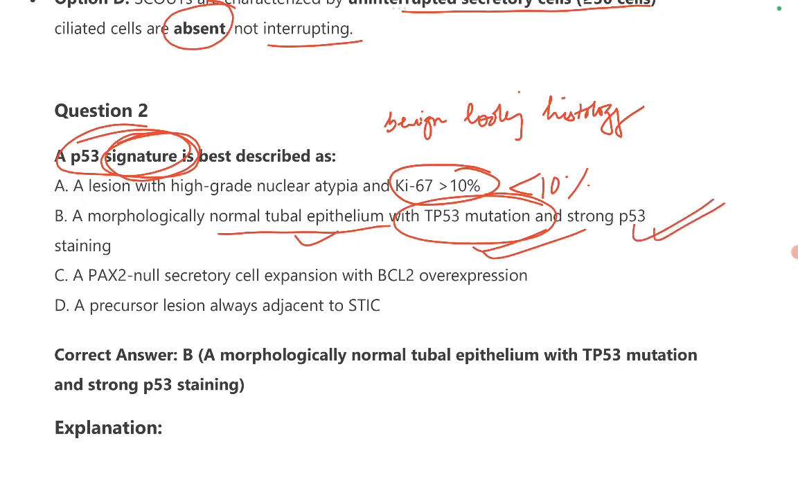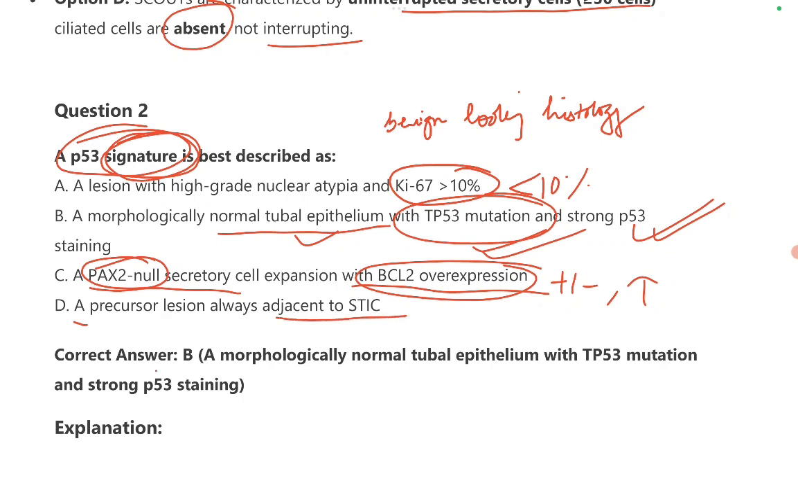Then thirdly, we have PAX2 null secretory cell expansion. Often PAX2 expression is null, which sounds correct, with BCL2 overexpression. So BCL2 expression is variable. It is usually overexpressed but may also be normal. So C is doubtful. And in option D, we have a precursor lesion always adjacent to the STIC. So this also doesn't sound right. So the correct answer is B.